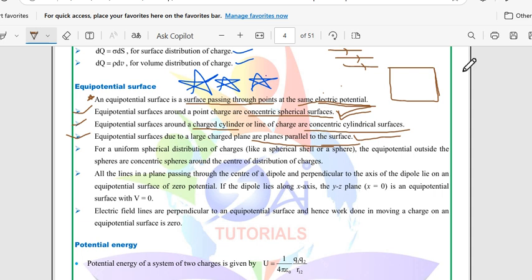Equipotential surfaces due to a large charged plane. This is a plane. So the planes are parallel to the surface like this. Parallel to the surface. Or you can also consider it like this.